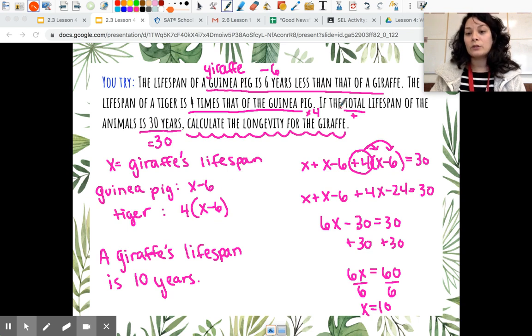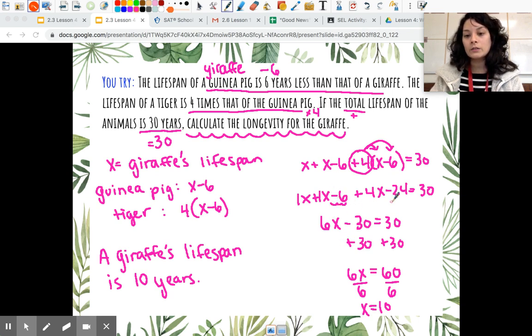And then it says that the total is 30 years. So total means you're going to take all of these algebraic expressions and add them up. So the first expression is x plus the second expression, x minus 6, plus the third expression, 4 parentheses x minus 6. And this has to equal 30. Once you've got your equation, you want to distribute first, since we see parentheses. So I'm doing 4 times x, which is 4x, 4 times negative 6, which is negative 24. And then after that, I'm combining all of my like terms. 1x plus 1x is 2x, and then 2x plus 4x gave me the 6x.